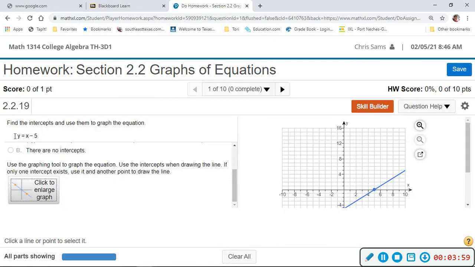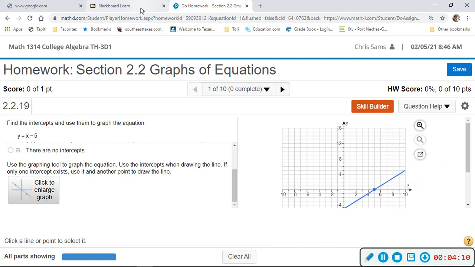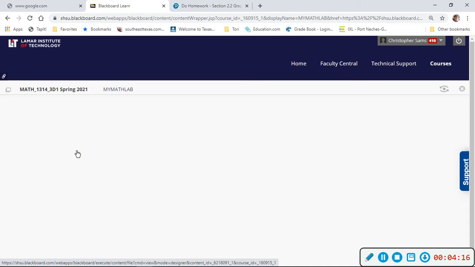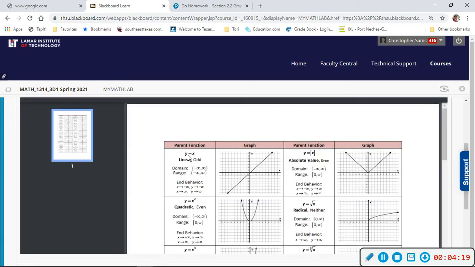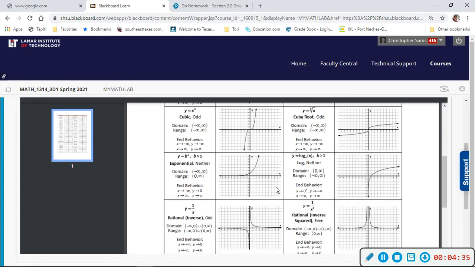If you're not familiar with what type of equation this will make, you should be able to find it in the textbook if you go to Help Me Solve This and pull up the textbook. I have also recently added, and you can find these online, I just searched for parent function images, but I've added this to the video folder in Blackboard. You have y equals x, what the parent function looks like, so that's linear, and it even tells you the symmetry. Then you have several other ones that you will hopefully become more familiar with throughout the semester. So these are the parent functions.